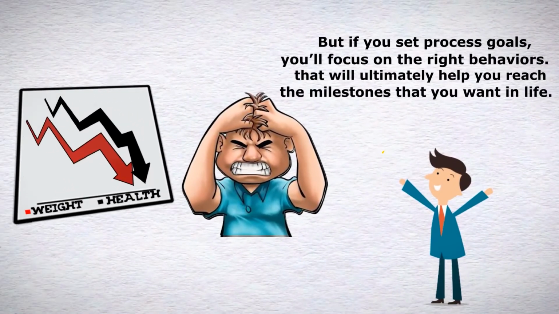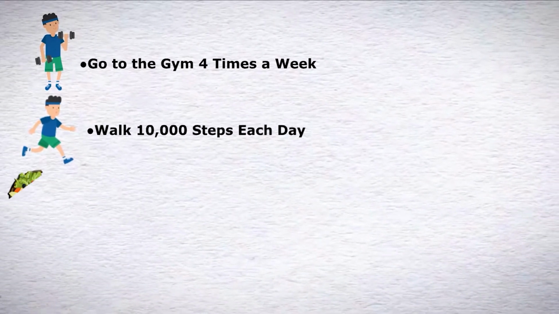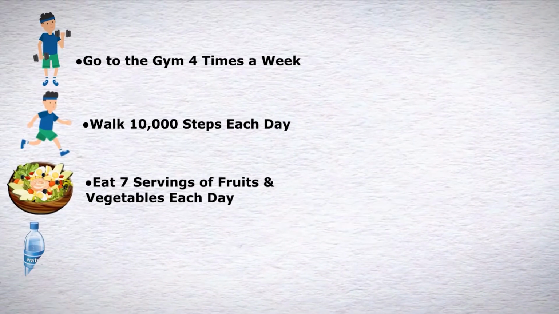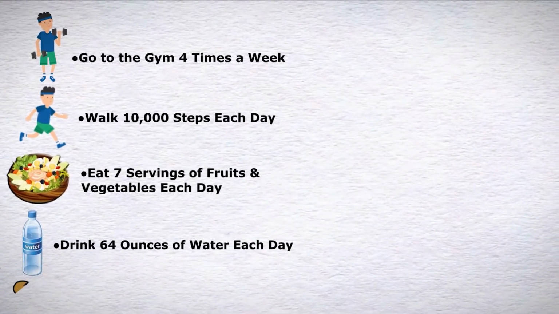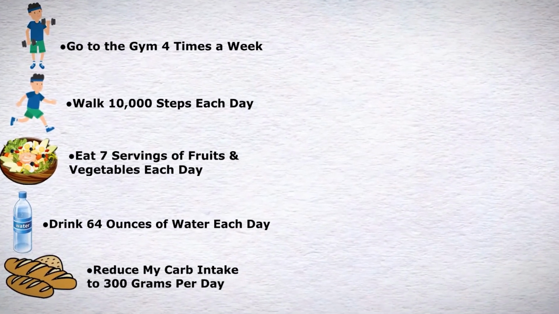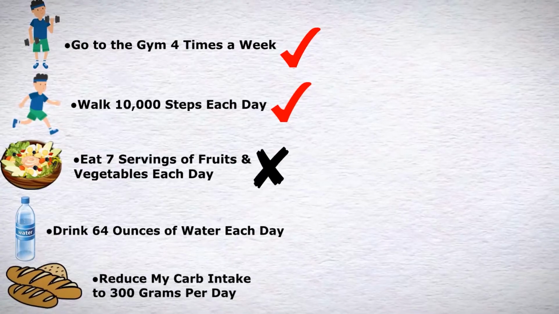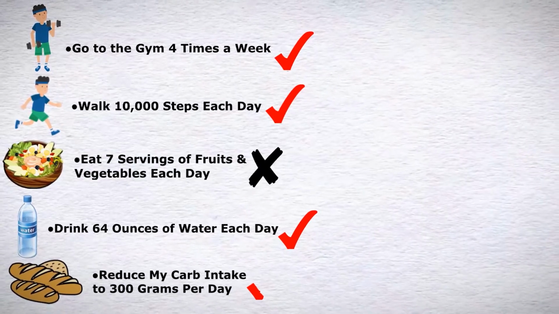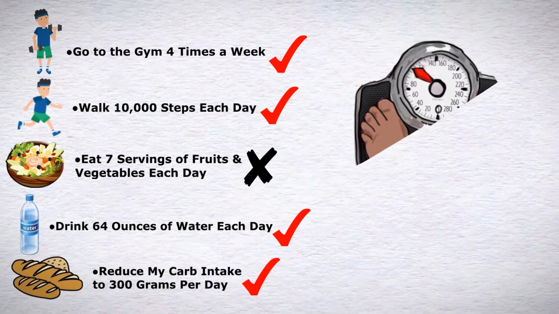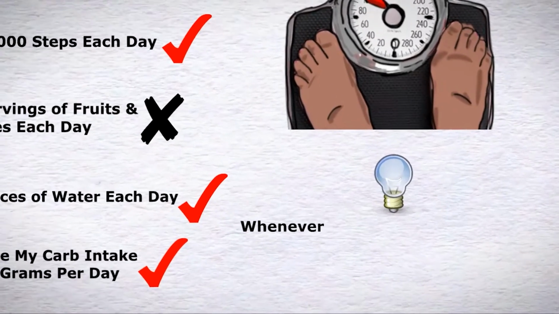So if we continue the weight loss example from before, you could set a variety of process goals like go to the gym 4 times a week, walk 10,000 steps each day, eat 7 servings of fruit and vegetables each day, drink 64 ounces of water each day, reduce my carb intake to 300 grams per day. See how each of these process goals is entirely under your control? Either you complete these goals or you don't. And the interesting thing is that when you follow the process, you will typically achieve the outcome goals that you really want. For instance, if you focus on quality, healthy food and get more exercise, then it's relatively easy to shed those pounds. So what's the lesson here?